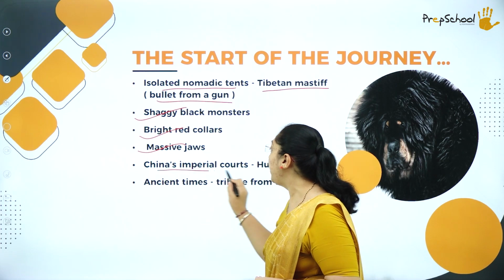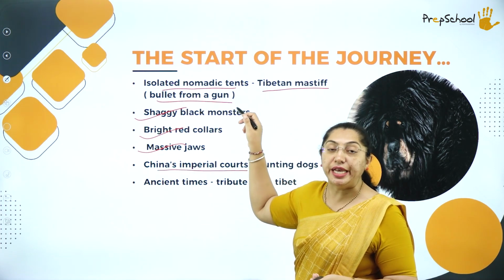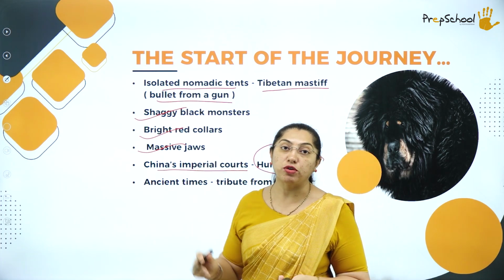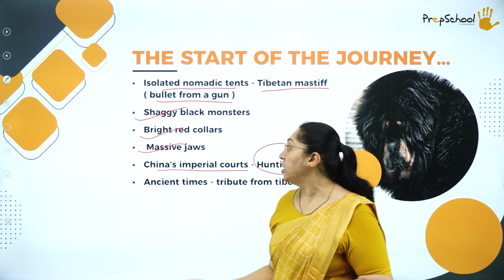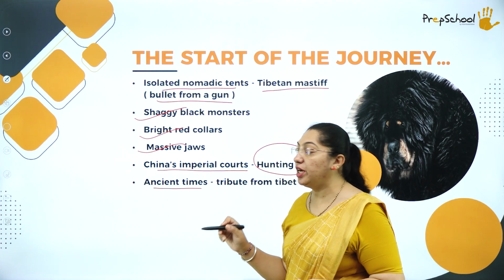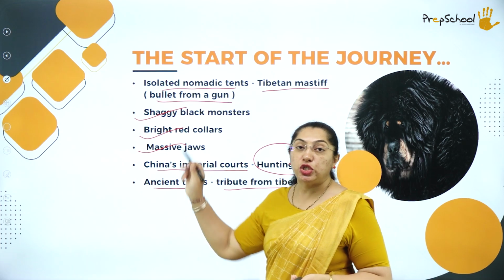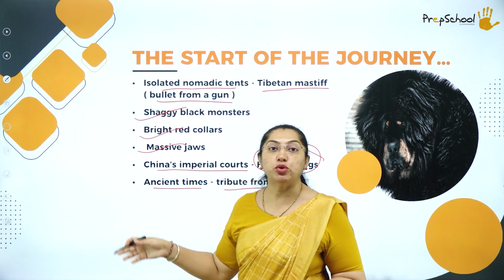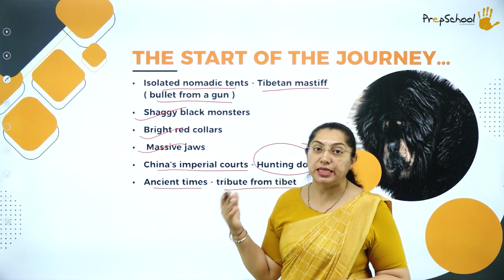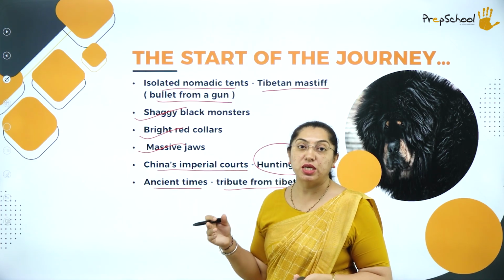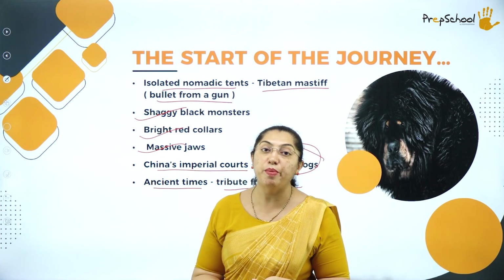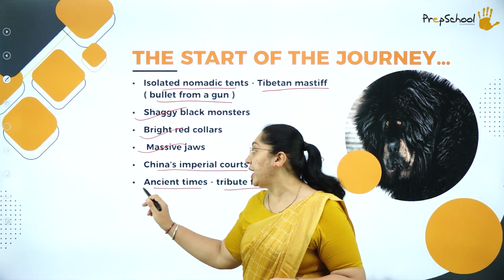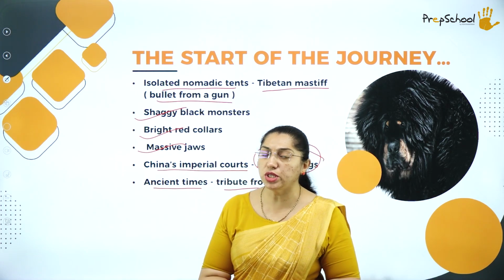And China's imperial court. This dog is known as a hunting dog, and China's imperial court used this dog for hunting. Other than that, in ancient times, tribute from Tibet. This dog was sent along the Silk Road as a tribute to the Tibetans. Tribute means it was sent as a gift to Tibet through the Silk Road. That was the first gift given by China to Tibet. So this dog was used as a hunting dog in China's imperial court. That was about the dog.